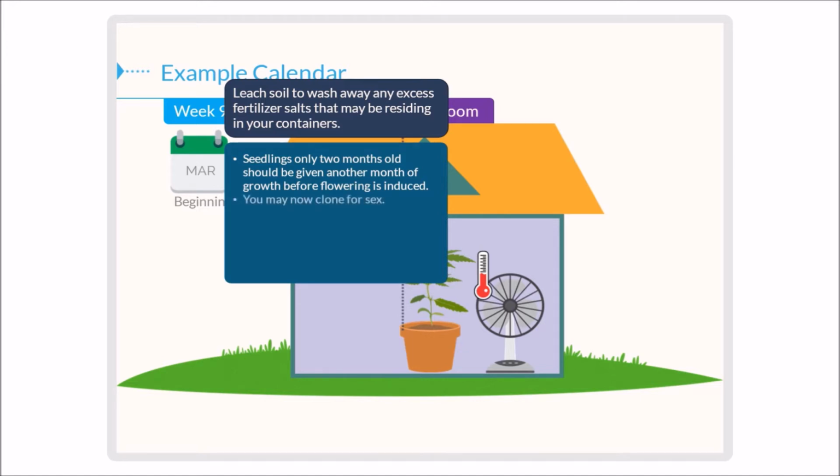You may now clone for sex. Soil will dry out rapidly now. Watch for dry soil pockets. Hydroponic and aeroponic growing systems will need water refilled more often now.